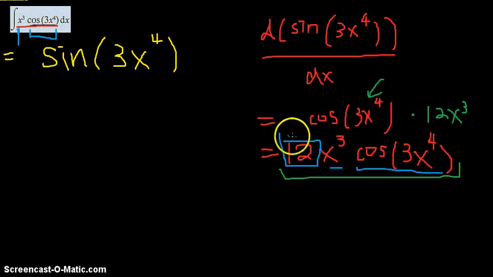But I do not want this 12, so I can take care of it by just putting a 1 over 12 in the front. The 1 over 12 will deal with this 12 right there, and they'll just cancel out each other, giving us 1. And don't forget the plus c at the back.